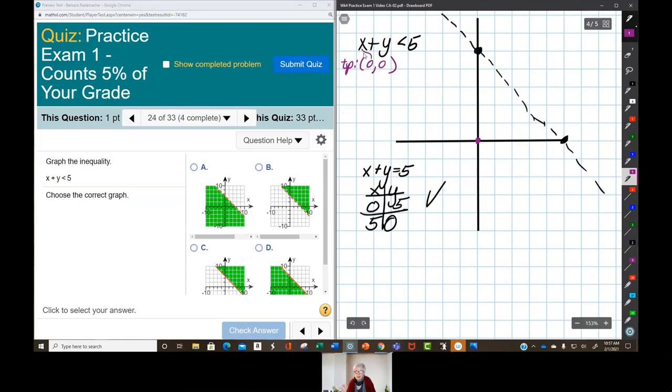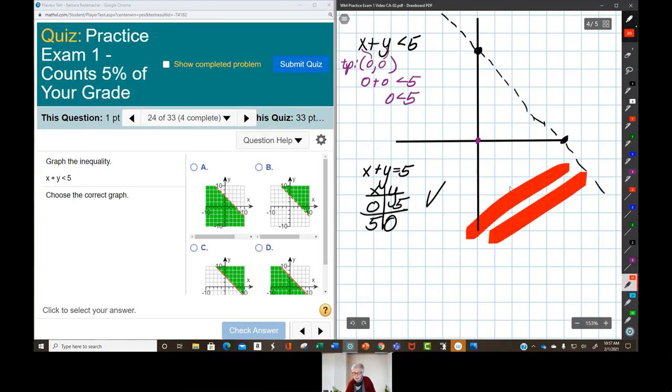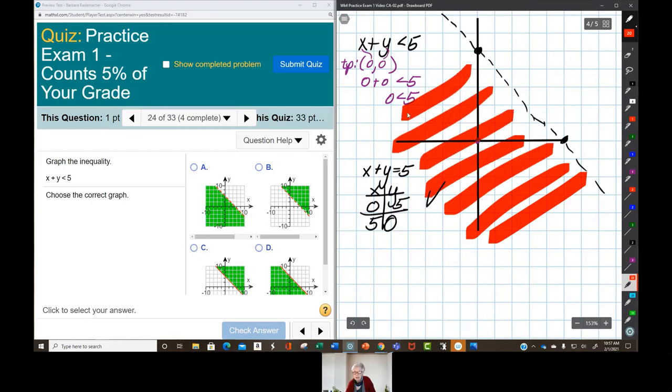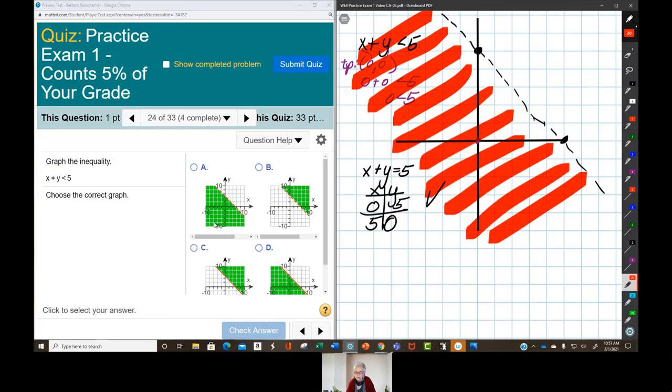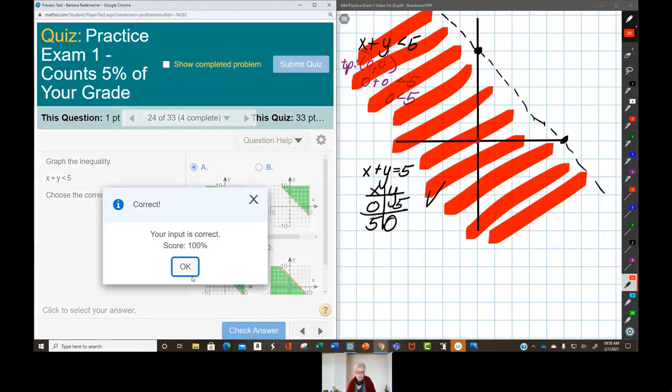Then I take this 0 and put it in for x and this 0 and put it in for y. So I'll have 0 plus 0 is less than 5. 0 is less than 5. Is that true? And the answer is yes, it's true. So I shade over here. Now, just psychologically, it probably would have been better to shade green since they're shaded green. But I believe A would be the only graph that fit, because it's dashed and it's shaded on this side. This is a solid line over here. So I'm going to go with A and check my answer. There you go.